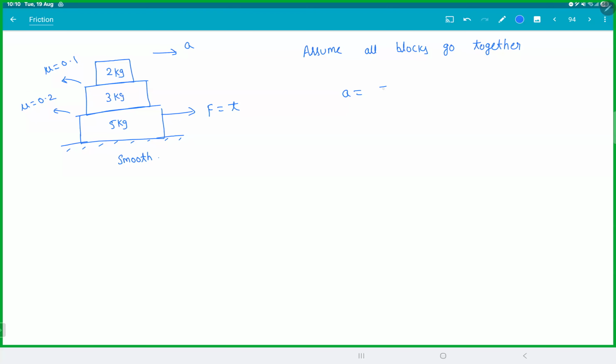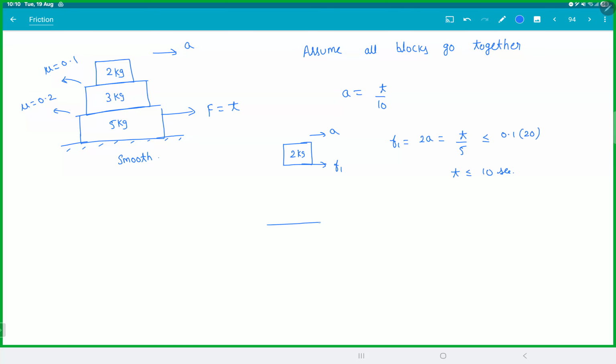So acceleration is t by 10. The story is still the same here. Then take the 2 kg block. The only one pushing it forward is F1. This is the acceleration. So F1 is equal to 2a, which is t by 5. And I know this must be less than or equal to 0.1 into 20. So I got the same thing here. T is 10 seconds. So this block is going to slip at 10 seconds.